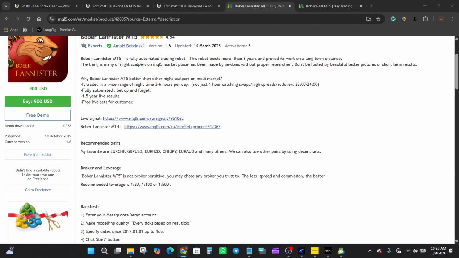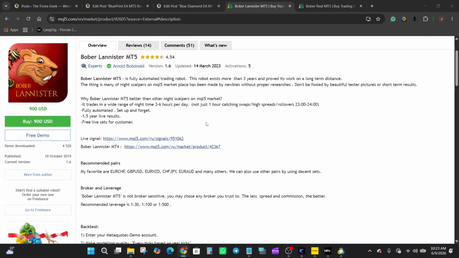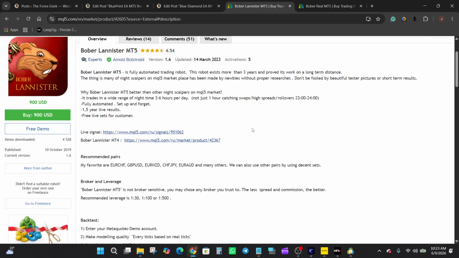Okay, so one of the key points mentioned on the page is that the EA is categorized as a night scalper. The developer states that it trades during a wider nighttime window of approximately 3 to 6 hours per day, rather than concentrating on a very narrow trading period. The product also includes free live settings for customers and references a live signal and a separate MT4 version.